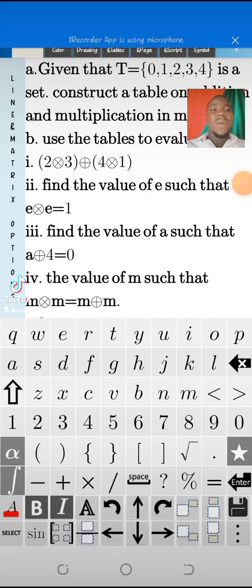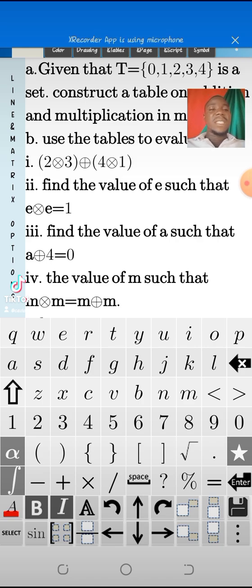Okay, good day everyone. We'll be talking about modular tables, strictly based on how to use tables to perform operations involving addition, subtraction, and multiplication in modular arithmetic. So we have an example here.